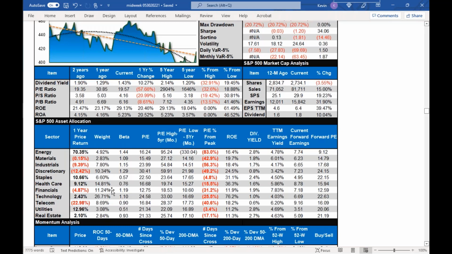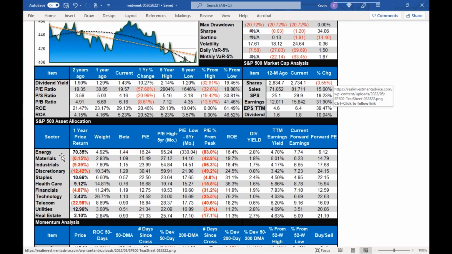But I found it interesting that the 1-year price return, energy's up 70.35%. Materials is 0.15 down, industrials 9.39, discretionary 12.42, staples is up over a year, healthcare is up over a year, financials is now 4.7, technology is up over a year, telecommunications is down over the year, 22.98, utilities is up over a year, and real estate's up over a year.